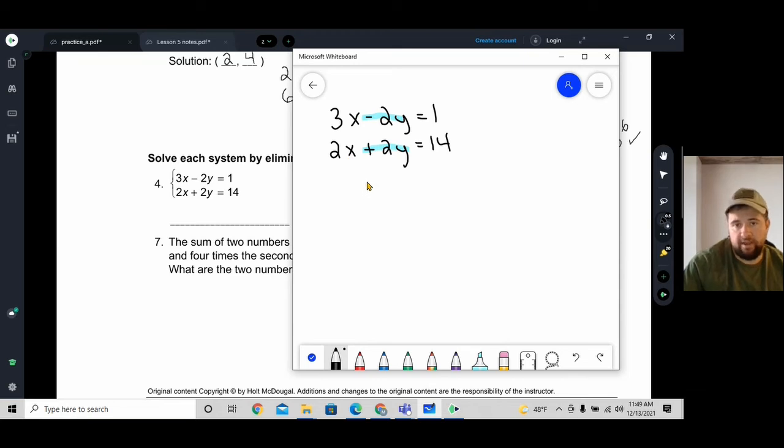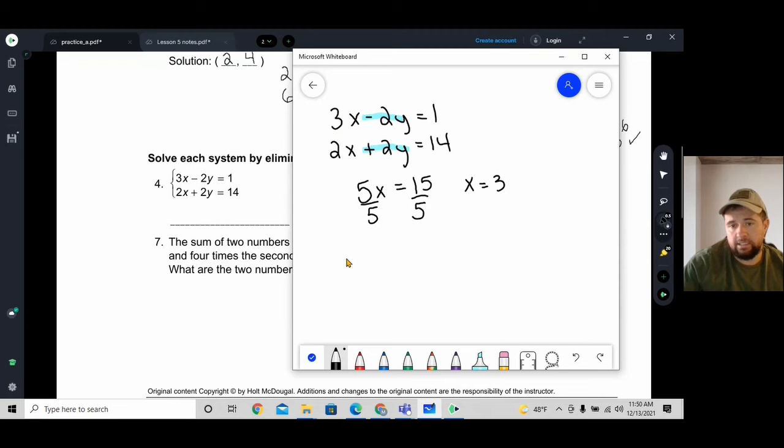3x plus 2x is 5x. Negative 2y, positive 2y, they cancel each other out. 1 plus 14 is 15. 5x equals 15. I'm going to divide by 5 on both sides, and I'm going to write x equals 3. I'm going to take this 3 and plug it into my equation. I'm going to pick my second equation to plug it into.